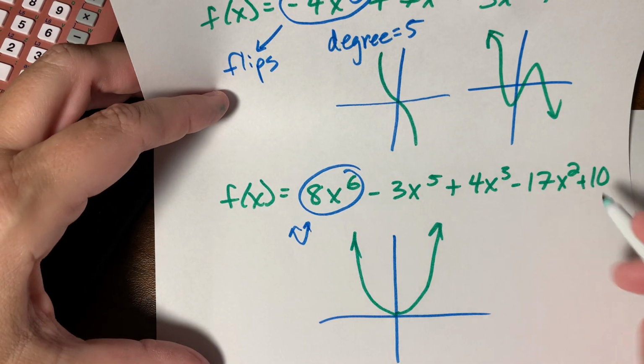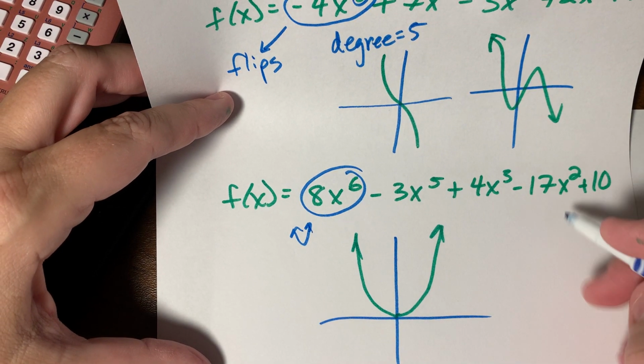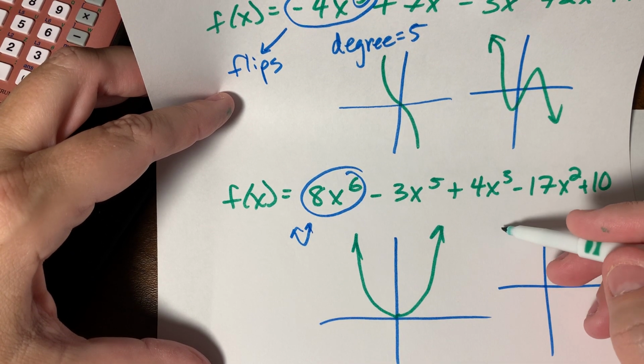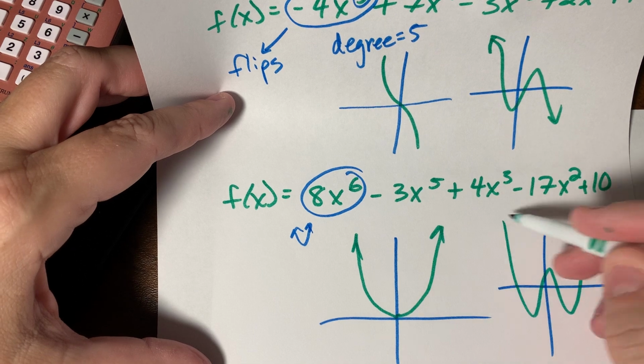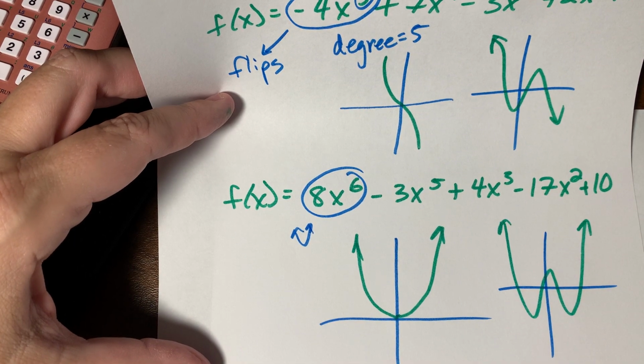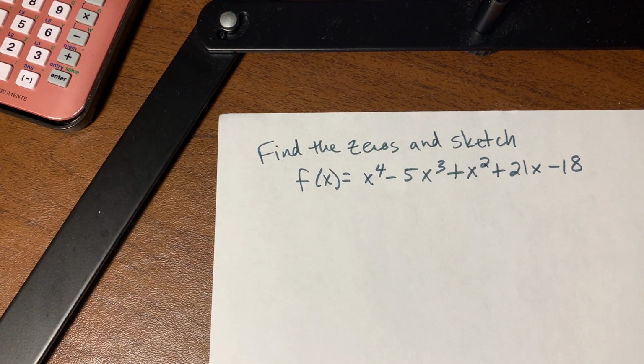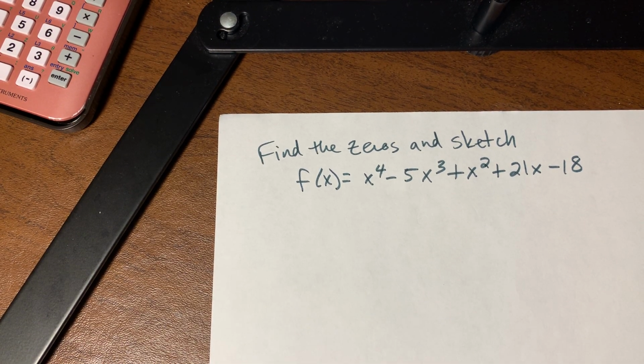And again, because of all the variables, it's not just going to be something like this. It's going to come down. It might do something like that, okay? So keep that in mind as we look at this next one. We're going to find the zeros and sketch this beautiful function.